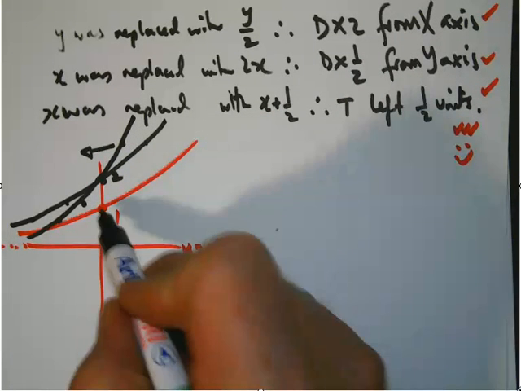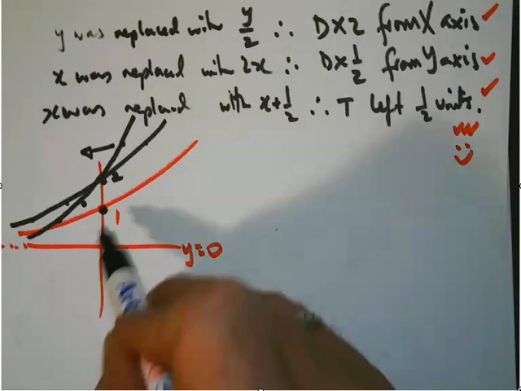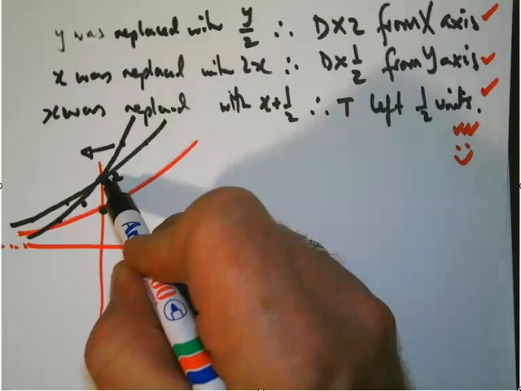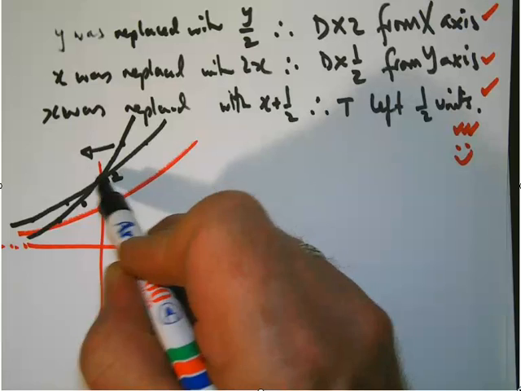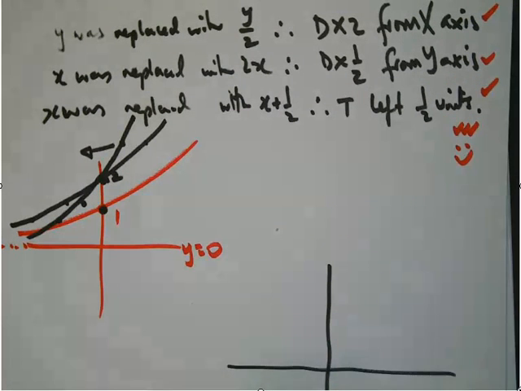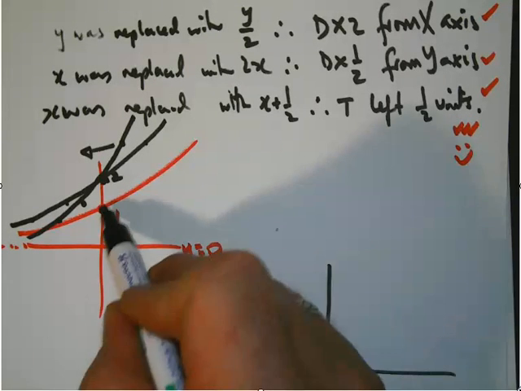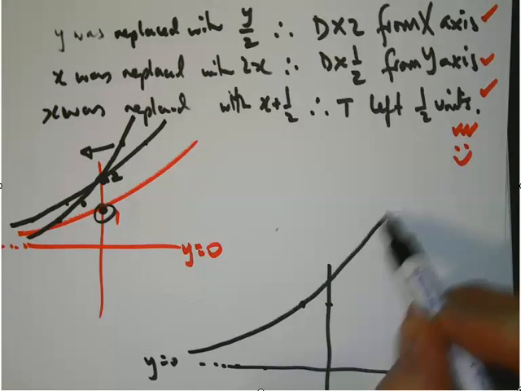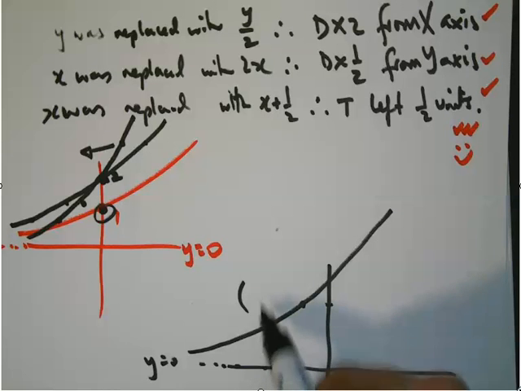So my point here, which is 1, went up to 2, stayed where it was, then got moved over a half unit. Therefore, my asymptote is still going to be at y equals 0, but my point, which was here, has now moved up to 2 and gone over to a half. So it's going to look like that, and that coordinate is going to be at negative a half and 2.